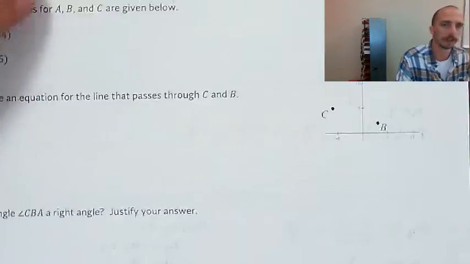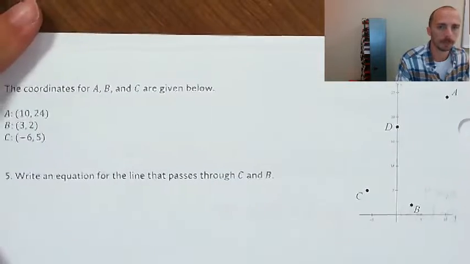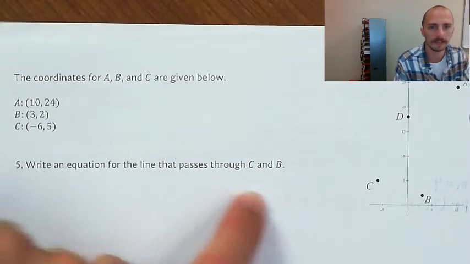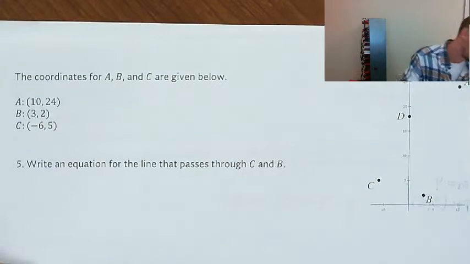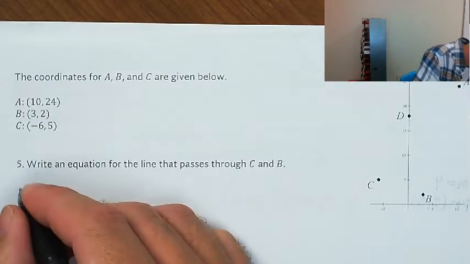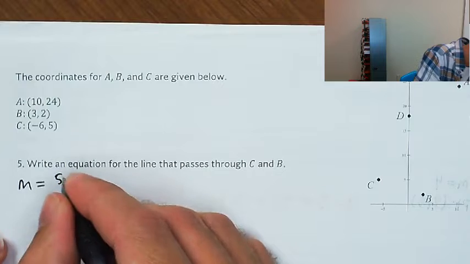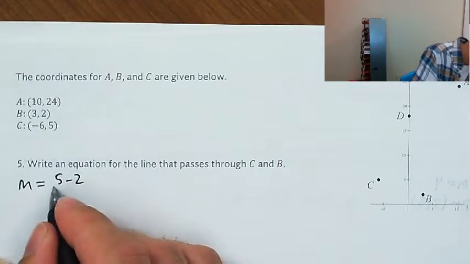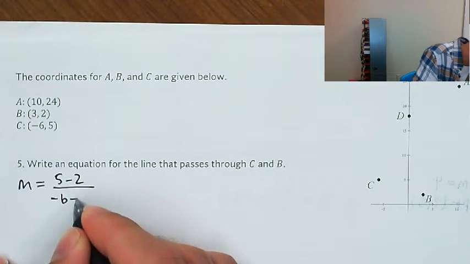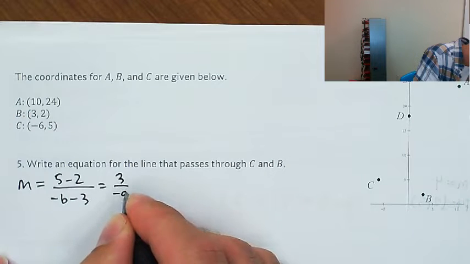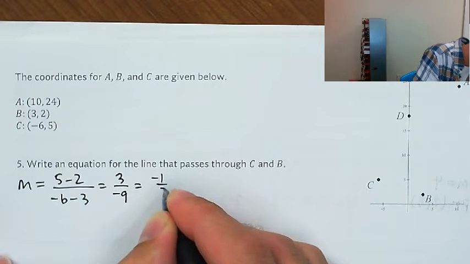Okay. Now here we've got this kind of applied geometry situation, A, B, C, and D. Write an equation for the line that passes through points C and B, so we're just going to need a slope. We've got points, we're good to go. So the slope is going to be y2 minus y1, 5 minus 2, over x2 minus x1, negative 6 minus 3. So that would be 3 over negative 9, which is negative 1/3.